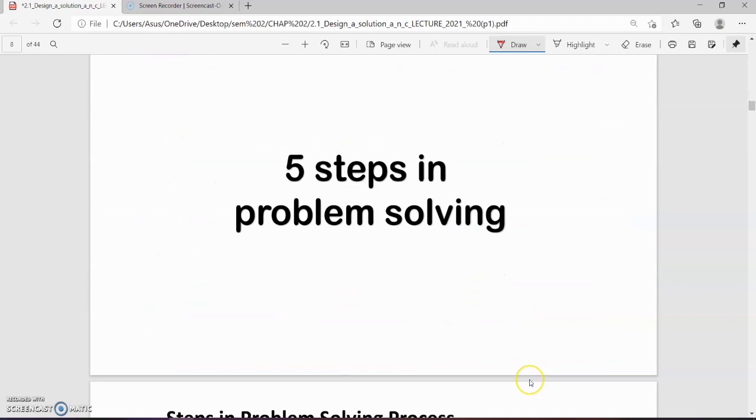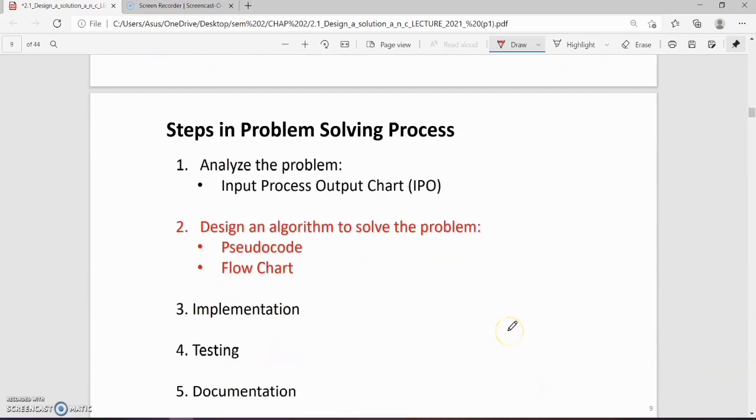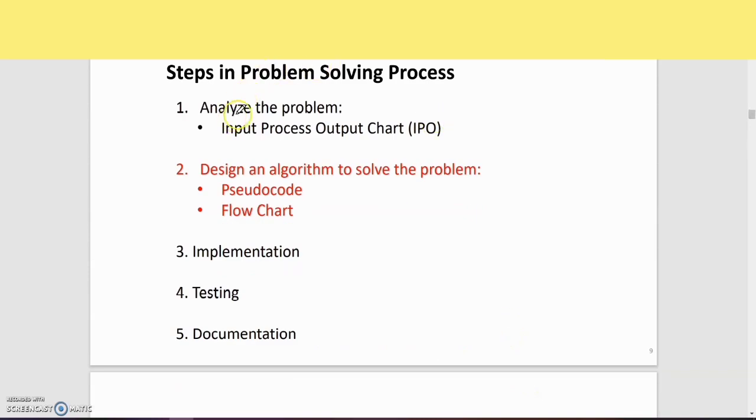Still remember the 5 steps in problem solving. The first one is analyze the problem. We already discussed how to identify input, process, output, IPO. Today we will focus on the second step, design an algorithm to solve the problem. First, pseudocode, second, flowchart.